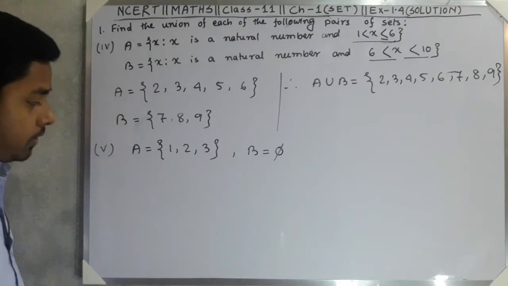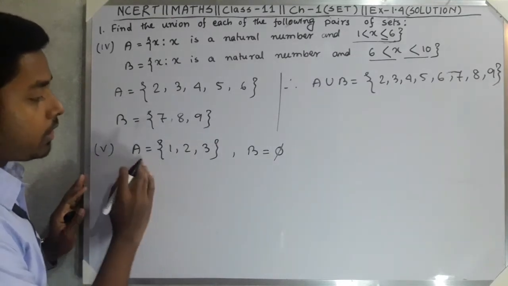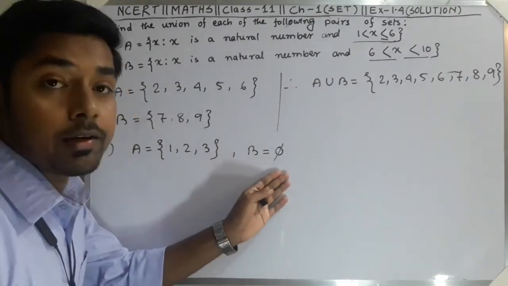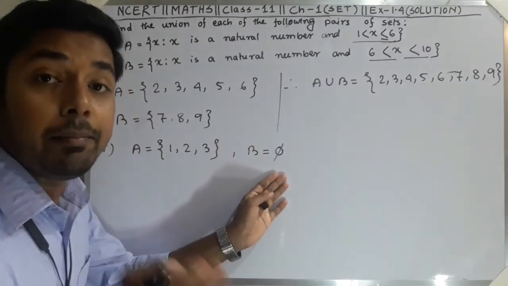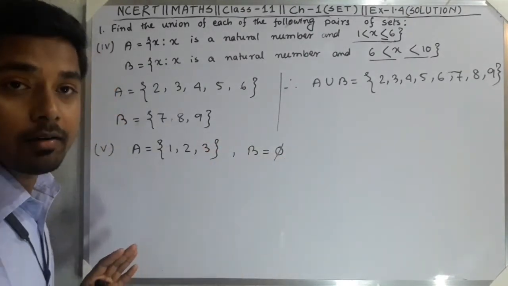Clear? Now question number 5. What do we have to do? We have to find out the union of A and B. Now clearly B is equal to ϕ. ϕ means it is an empty set. So empty set means it is not having any element.